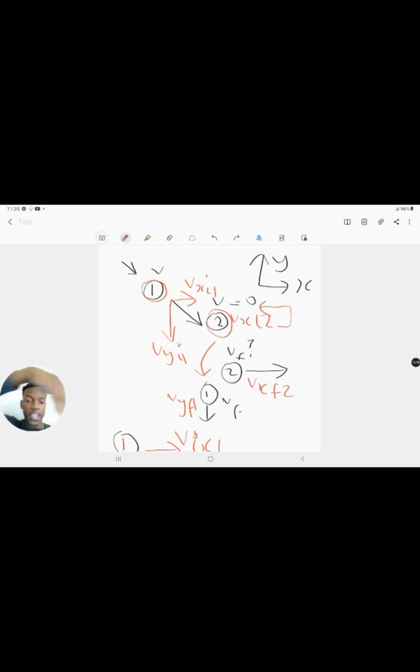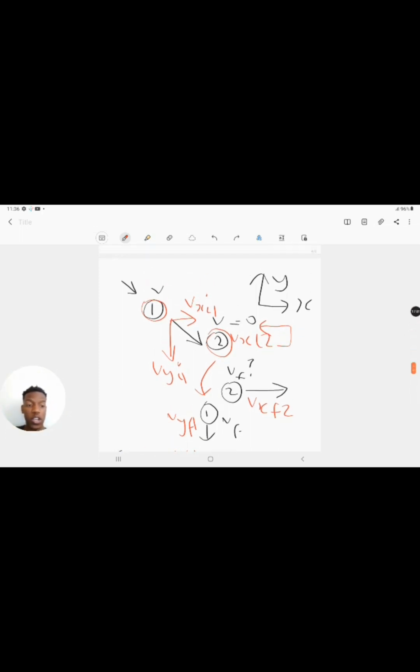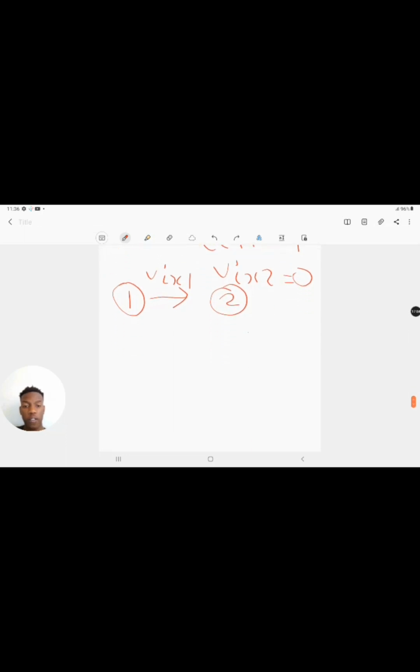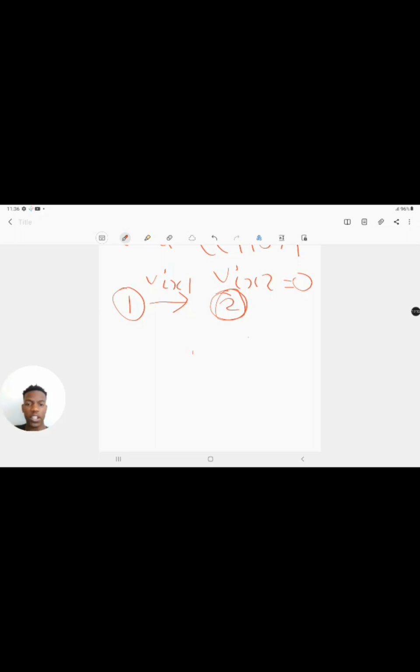So its velocity to the left or to the right is 0. It does not have a velocity to the left or to the right. Therefore, after striking ball number 2, in the x direction, ball number 1 stands still, and ball number 2 then moves away with a final velocity in the x direction that we do not know.